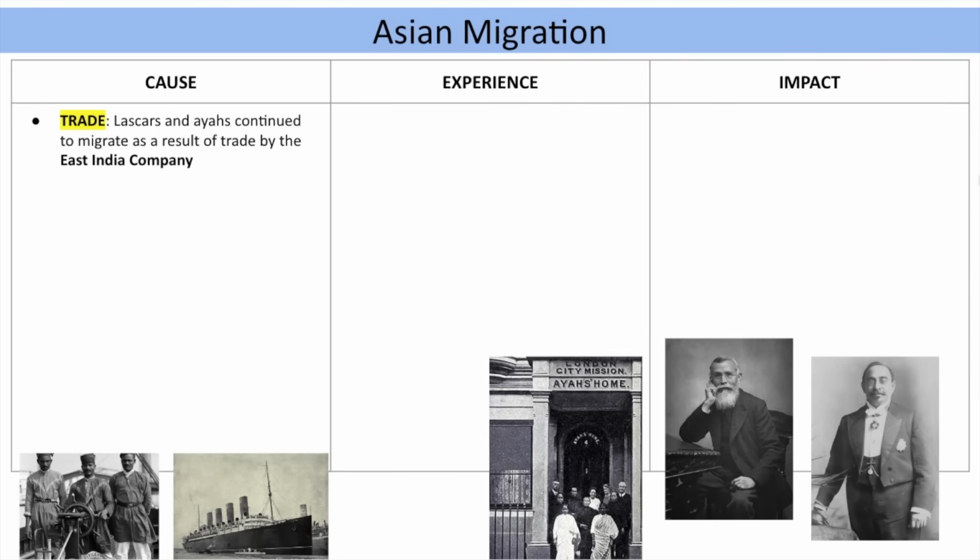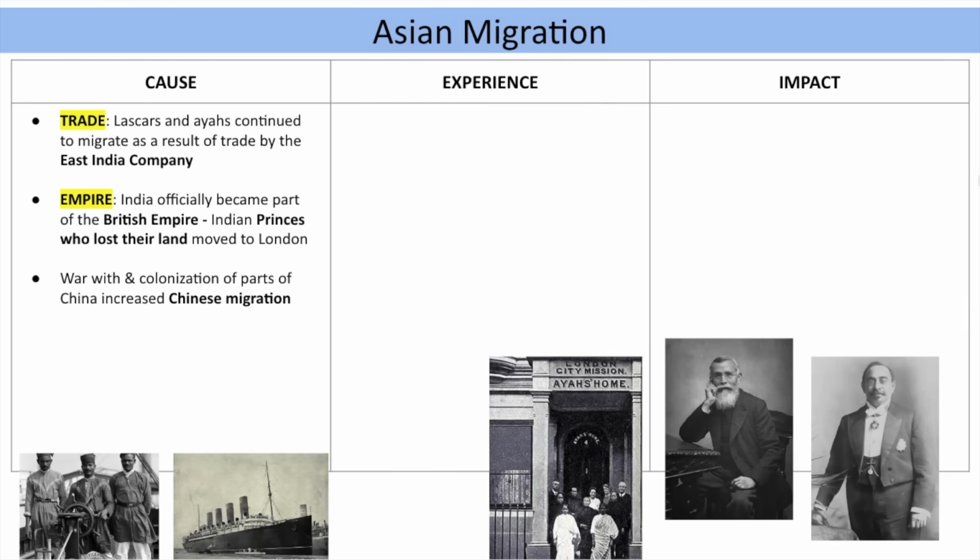They are migrating with the East India Company and then other trades with India and China. The British Empire and the changes to the British Empire are also an important factor here. India officially becomes part of the British Empire in the 1850s, and that's when we start to see Indian princes who have lost their land moving to London, and just a general increase in the connection between India and Britain.